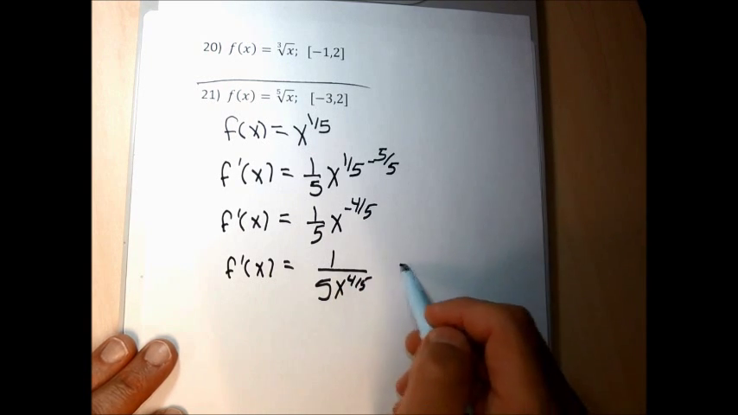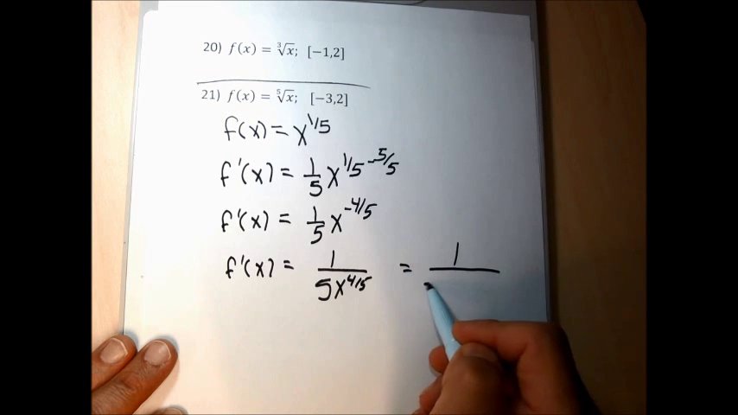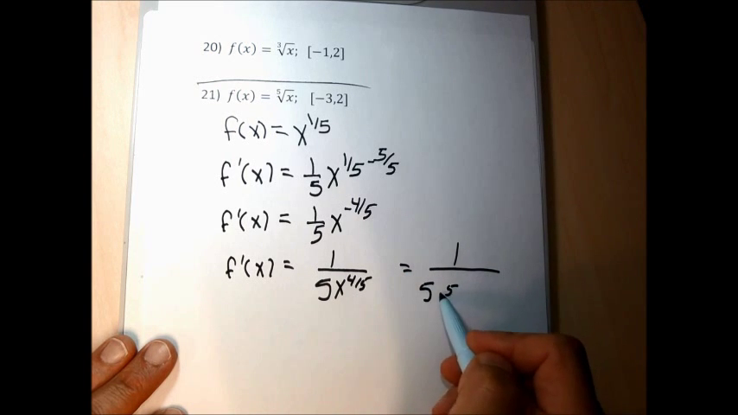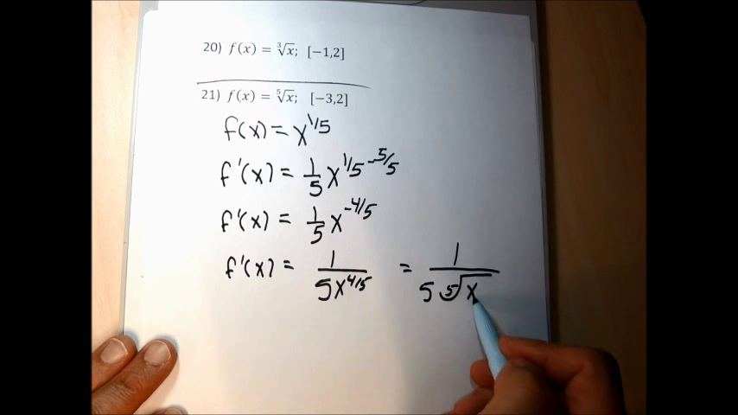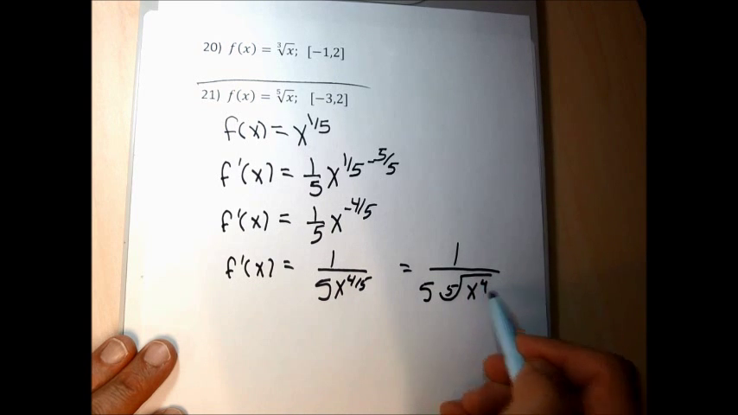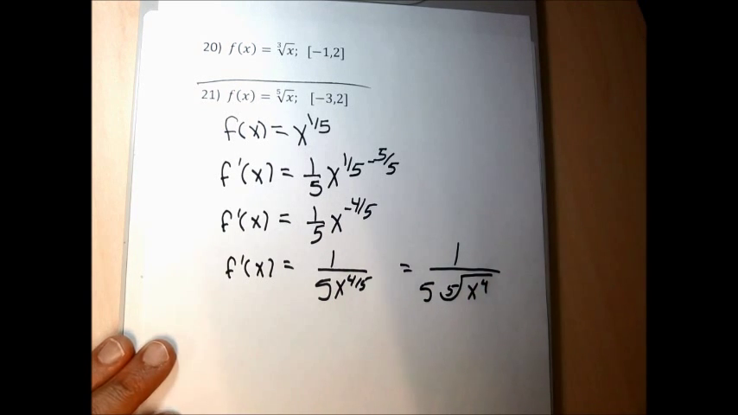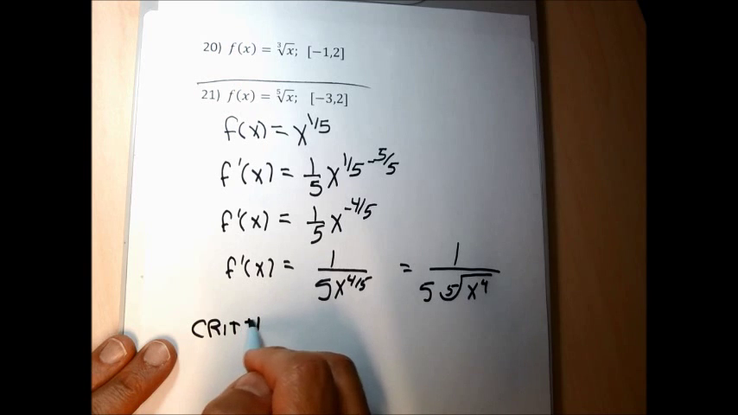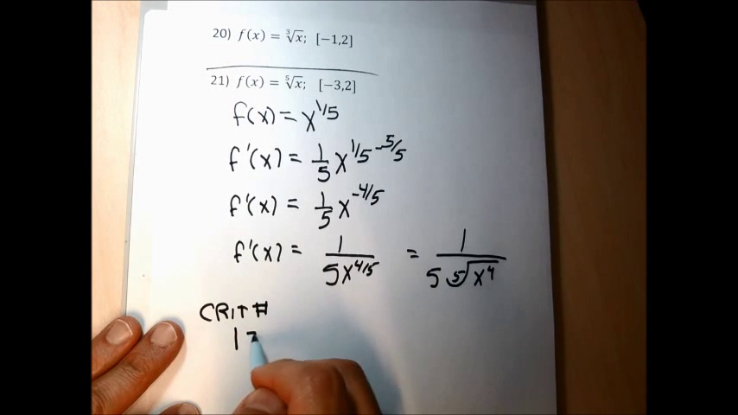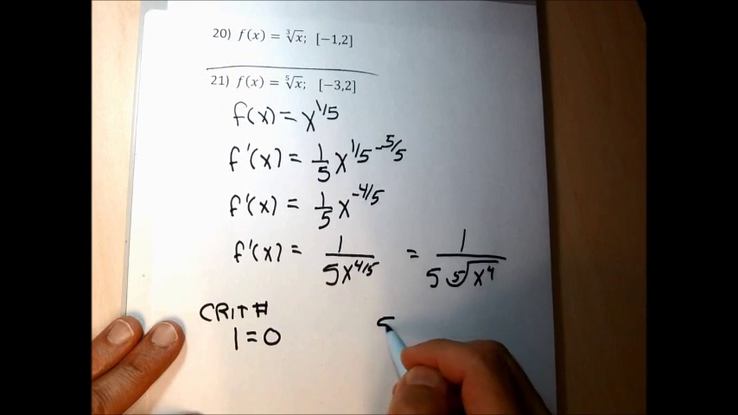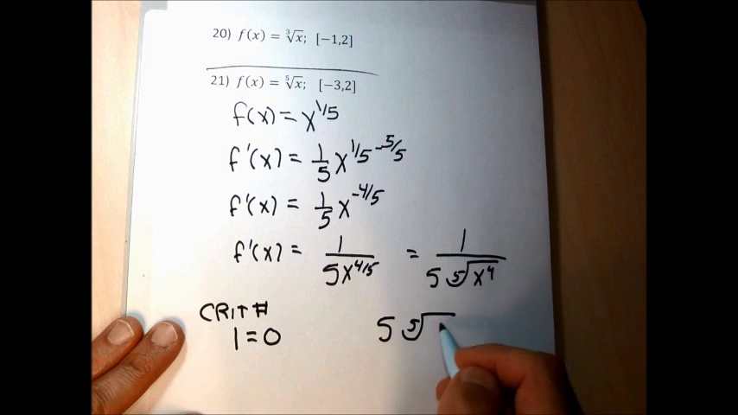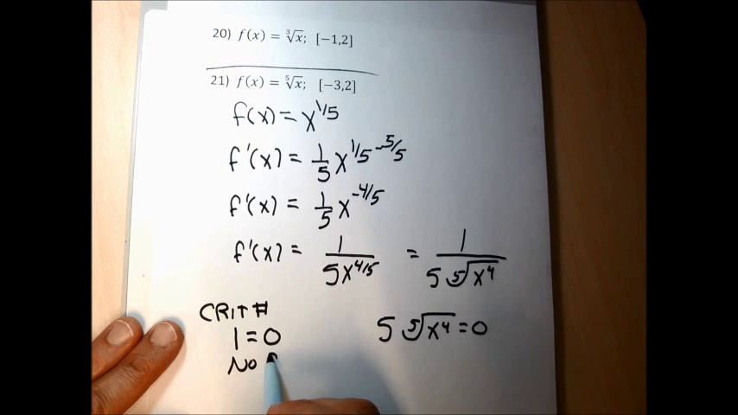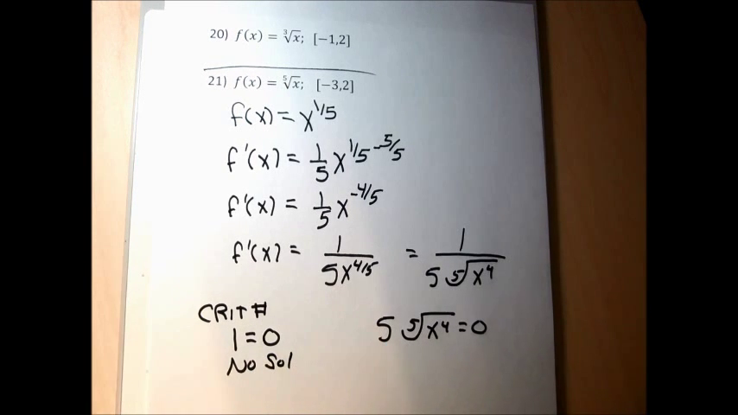And I might as well write that as a radical. That's going to be 1 over 5 times the 5th root of x to the 4th. So when you have a denominator of a fraction exponent of a 5, you get a 5th root. To get critical numbers for a fraction, you have to separately set the numerator and the denominator equal to 0. So I'm going to go 1 equal to 0, and 5 times the 5th root of x to the 4th equal to 0. The 1 equal to 0 doesn't give a solution because there's not an x.